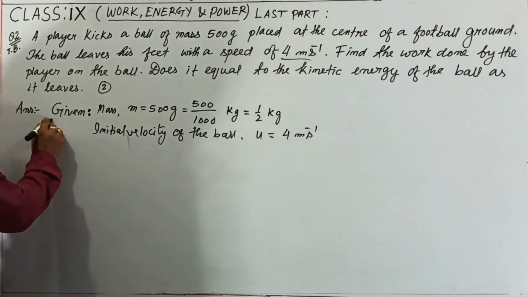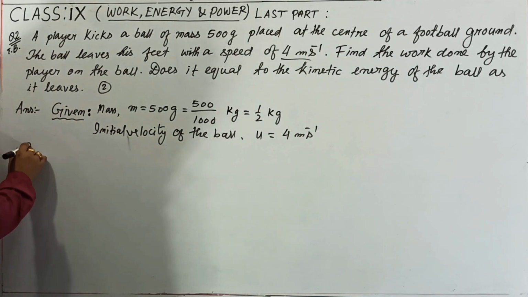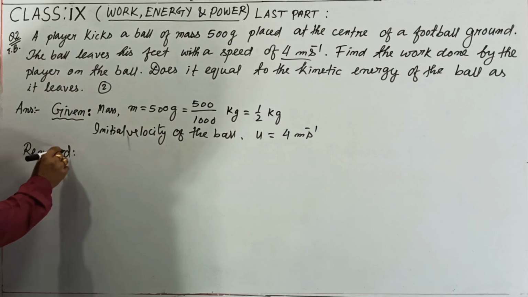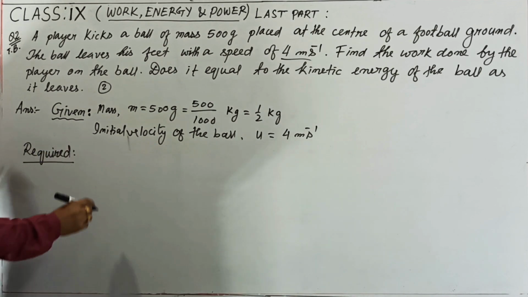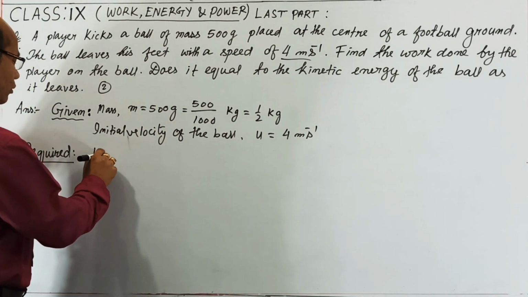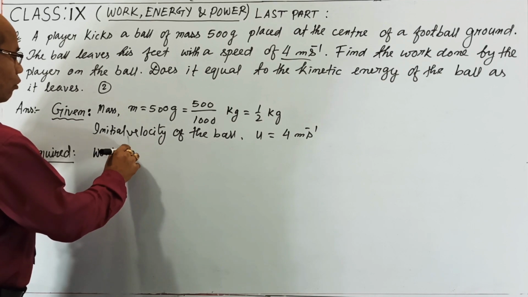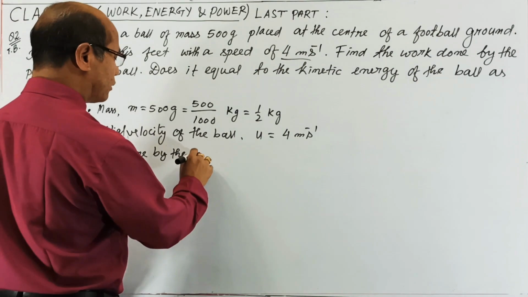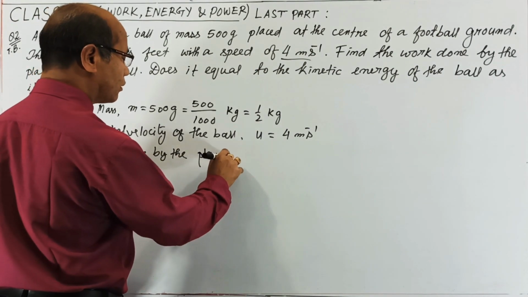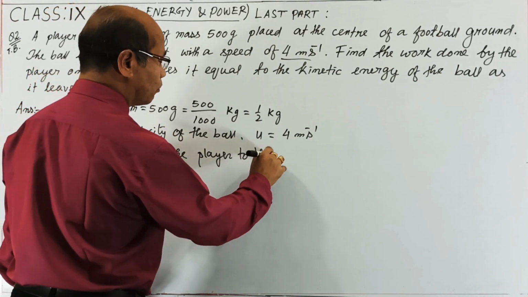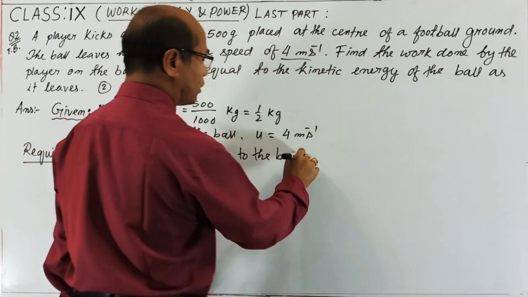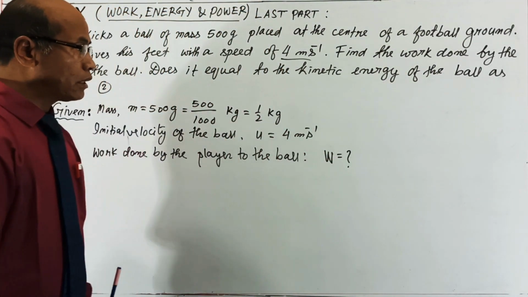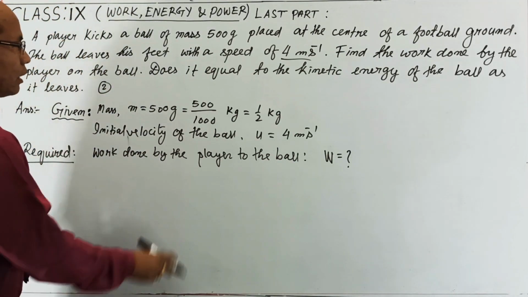Work done by the player on the ball is required. We write the symbol for work done, W, with a question mark.